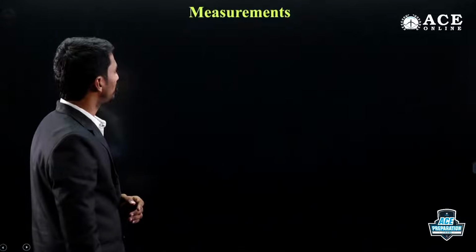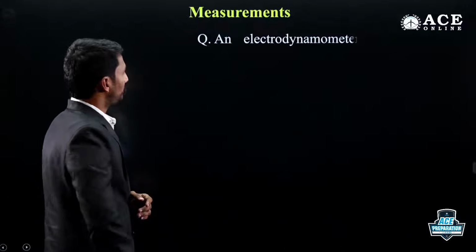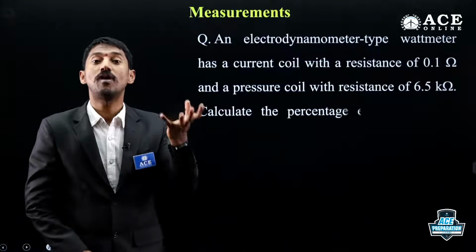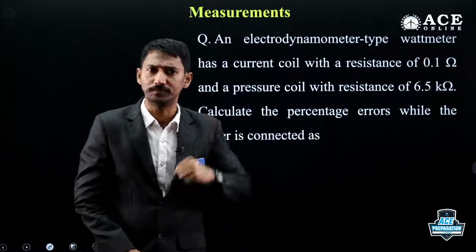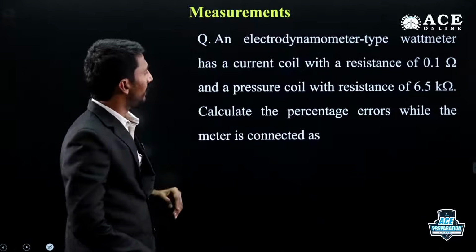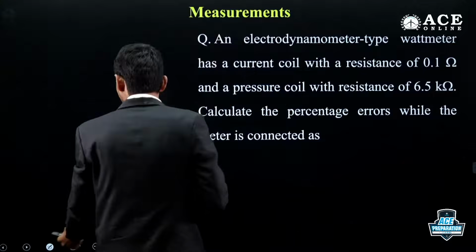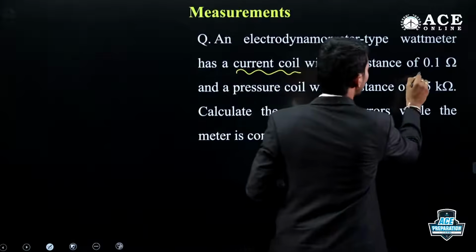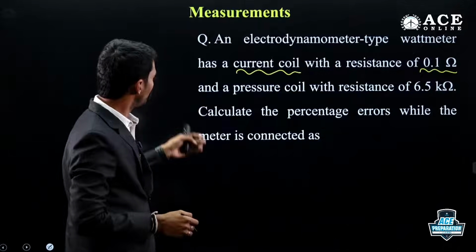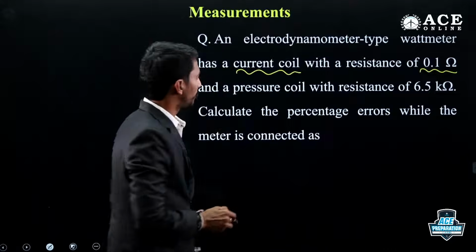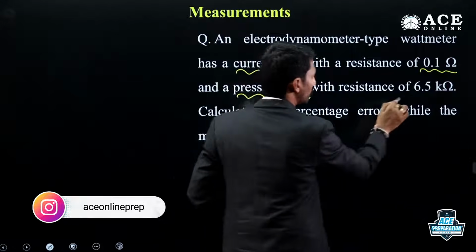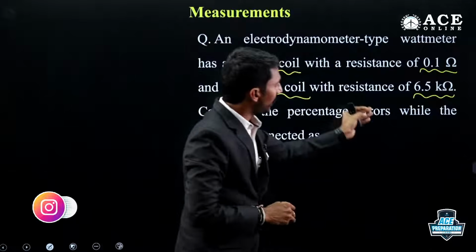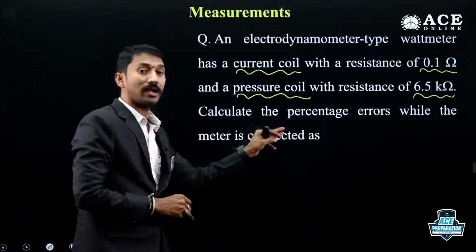Let us take one more question. Electrodynamometer type wattmeter. This is the question related to the wattmeter concept with measurement of power. Okay. It has a current coil with a resistance of 0.1 ohm. So the current coil resistance is 0.1 ohm, right? And a pressure coil with a resistance of 6.5 kilo ohm. Calculate the percentage errors while the meter is connected as.